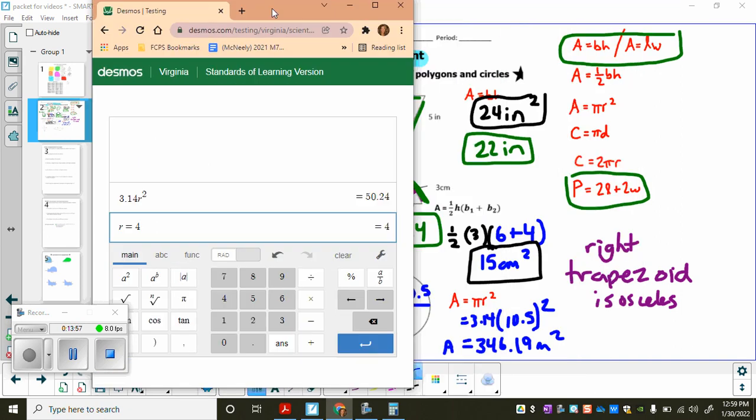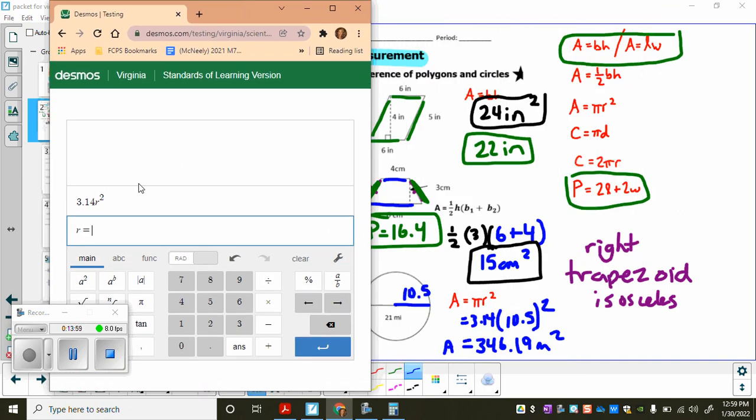And remember, you can keep Desmos in there and say, okay, for the next one, the radius was the 10.5. And there again, it's just using that formula. It changed up the radius, so it got a new answer for area, and we just rounded it.